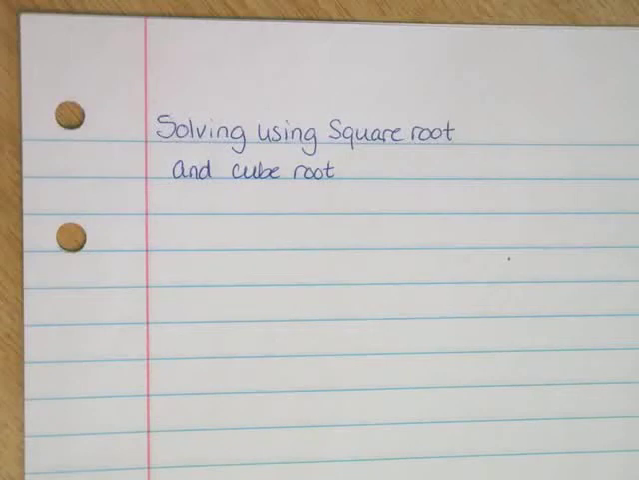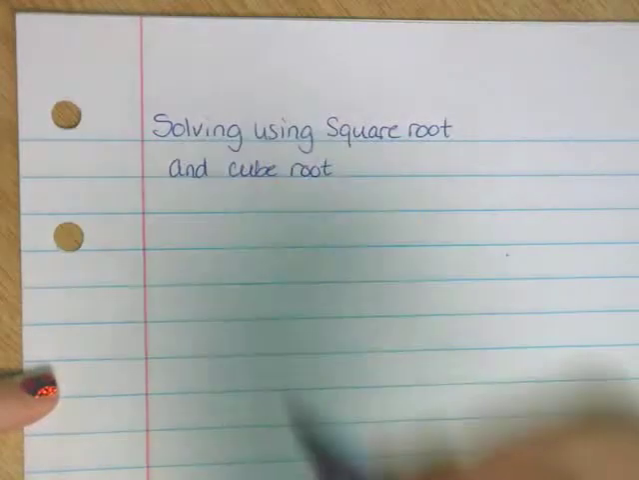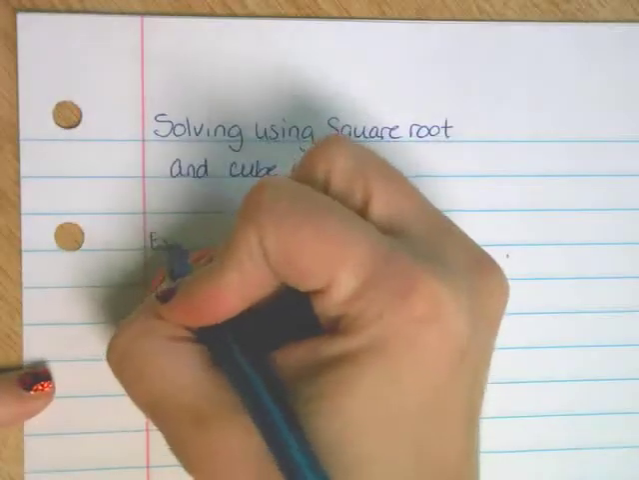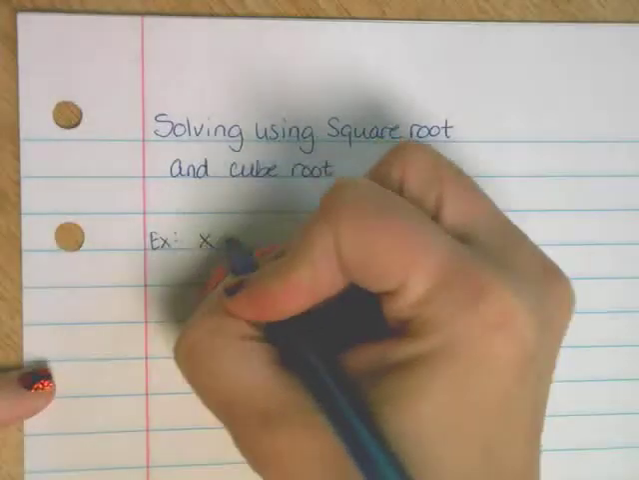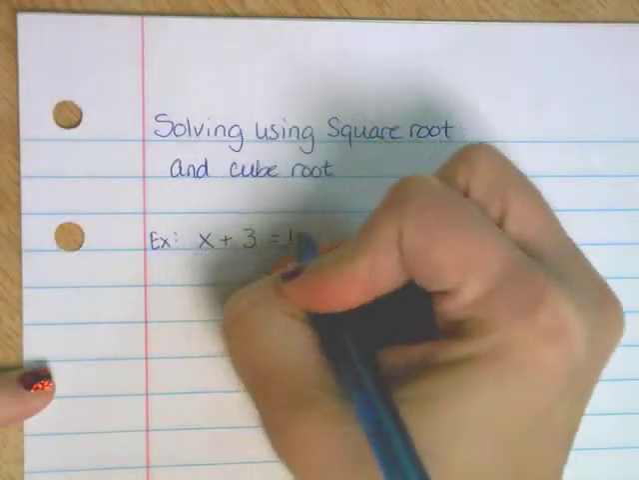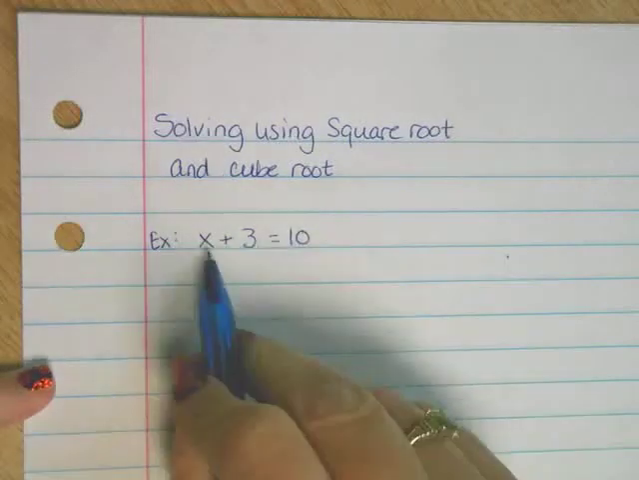Alright, hi guys. Today we are going to talk about solving equations using square root and cube root. So let me give you just an example, kind of introductory equation. When we first learned how to solve equations, let's say we had x plus 3 equals 10. We learned that to solve it algebraically, we need to get the x by itself.